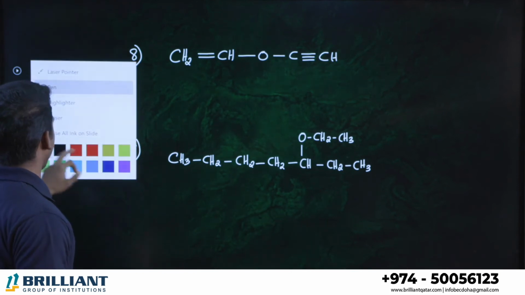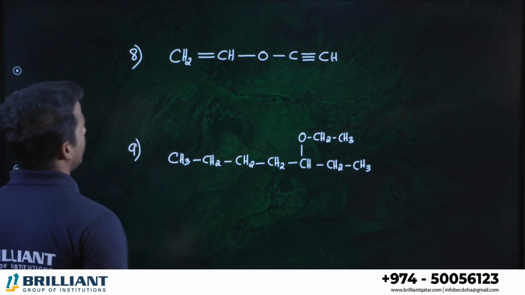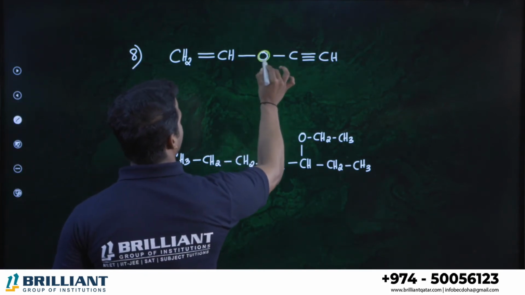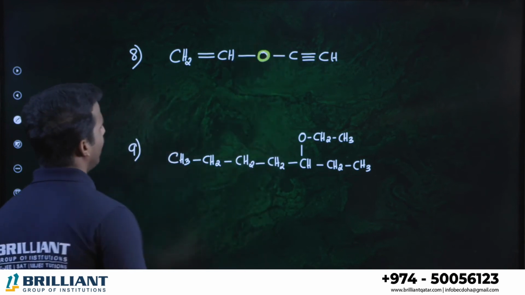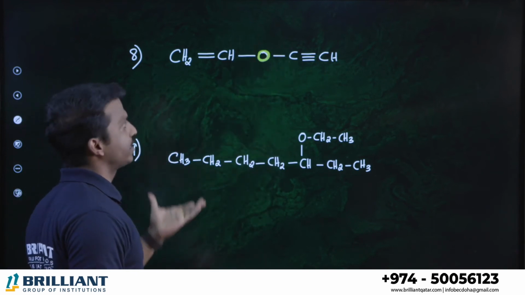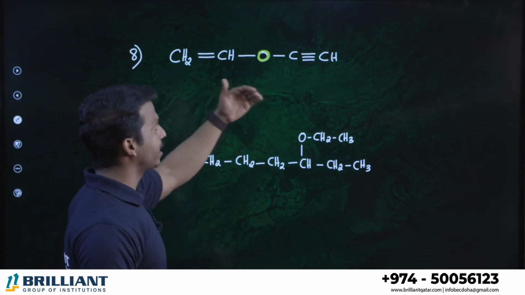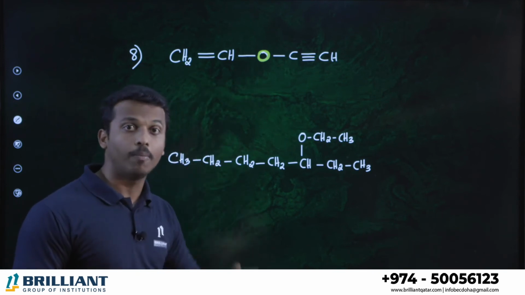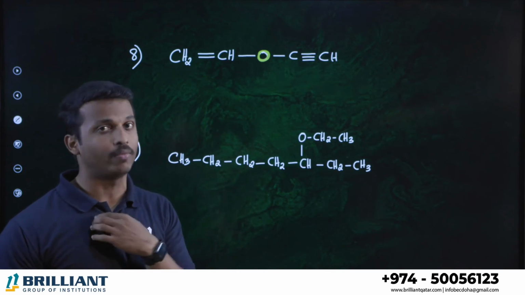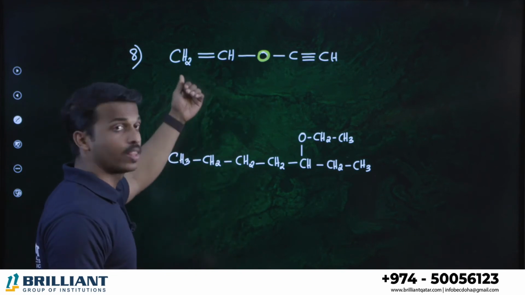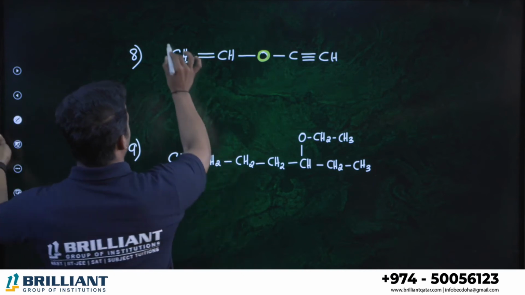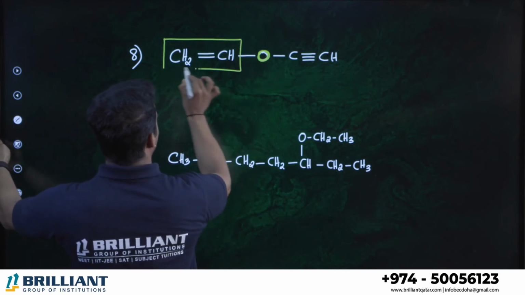See all of you, same pattern. In this question, where is the ether? This is the ether oxygen atom. Left side 2 carbon, right side 2 carbon. Both are the same. Left side there is a double bond, right side there is a triple bond. As I told you, double bond has more priority than which one? Triple bond. So you have to go with the left side as the parent chain. Clear all?